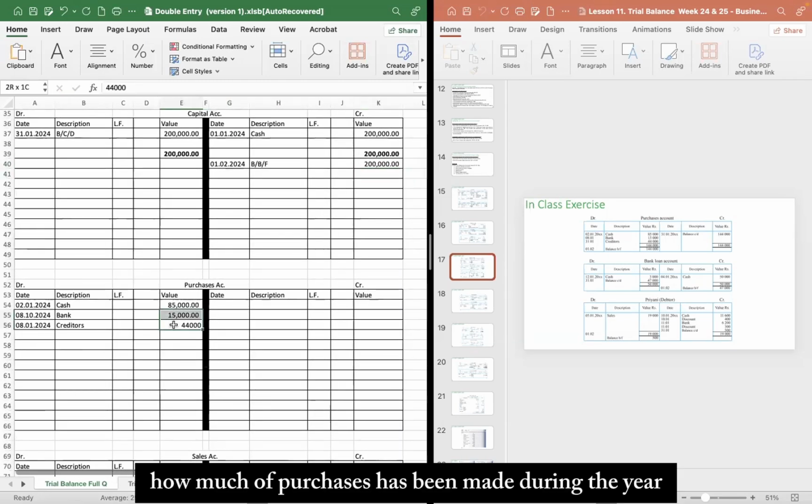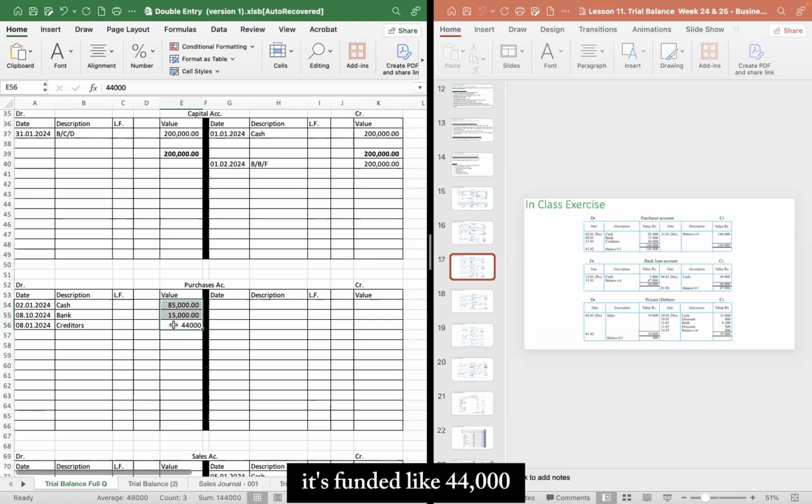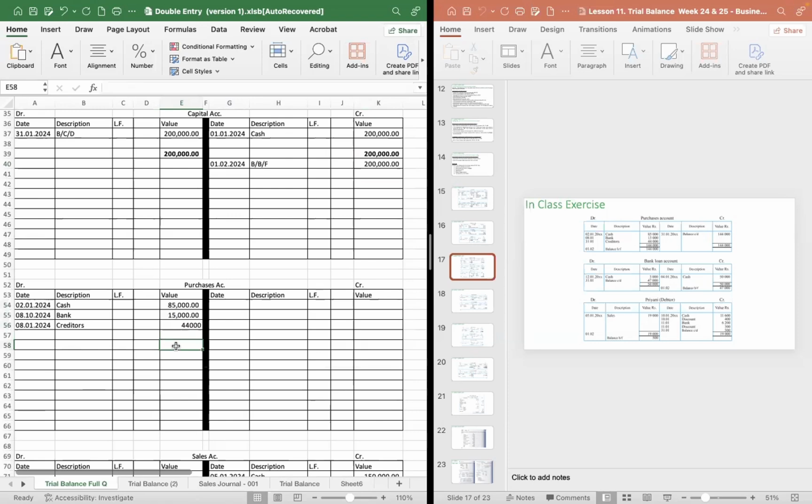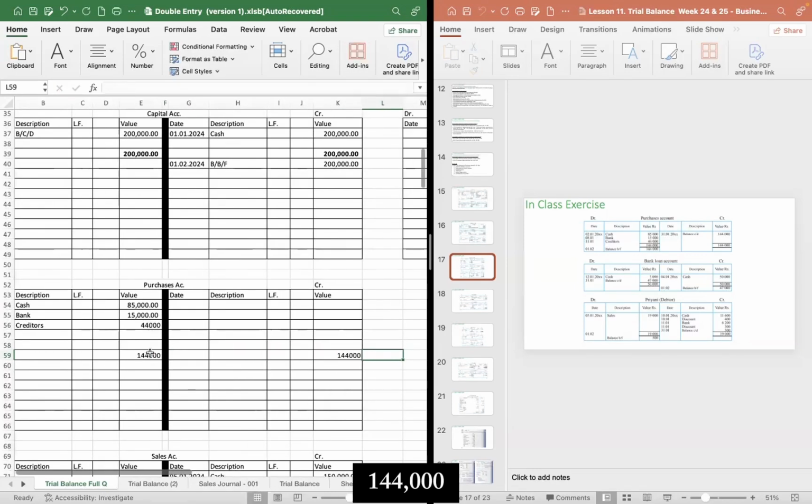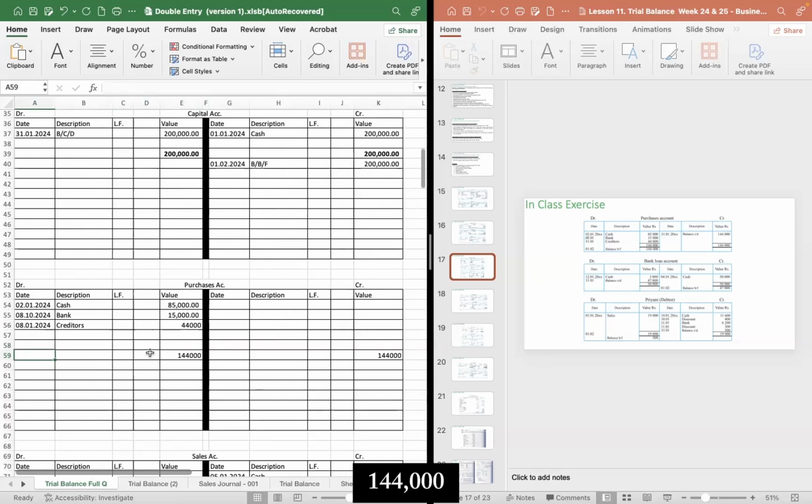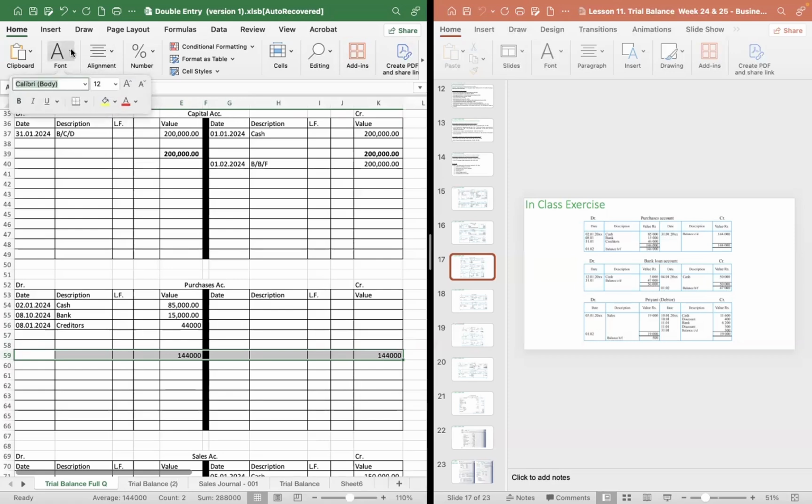Purchases account. How much of purchases has been made during the year? It's 1,44,000. What is purchases in a business? It's an expense. So ideally it should carry a debit balance.